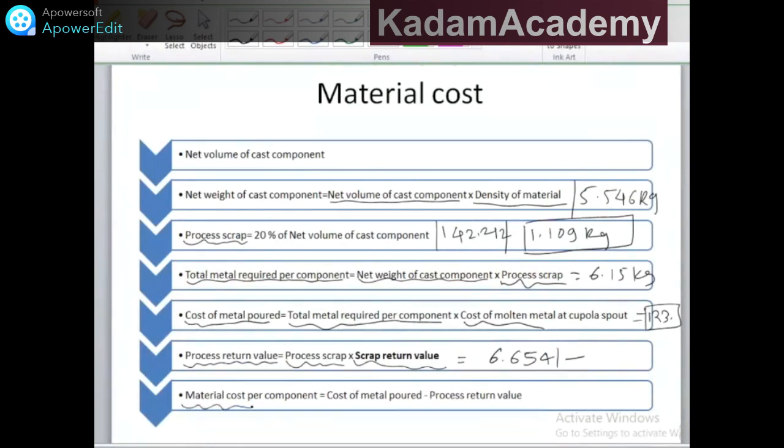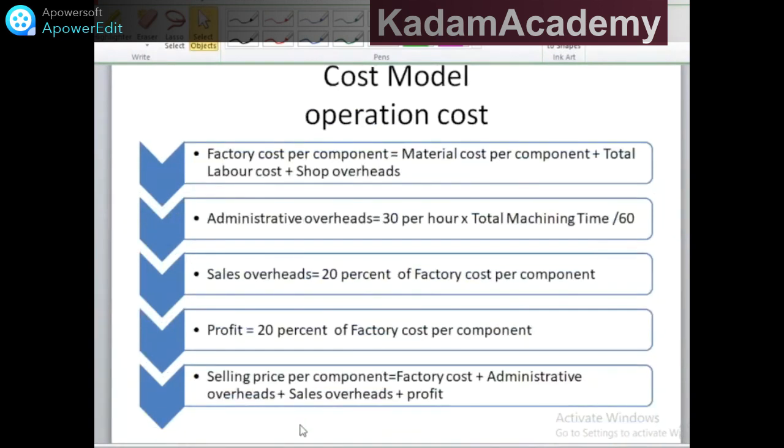Okay. Now let us find out material cost per component. So what is material cost per component? That is cost of the metal poured minus process return value. So you will get the exact cost of the component. 116.35 rupees. Let us find out the next process cost. So this is called the operational cost of the component.